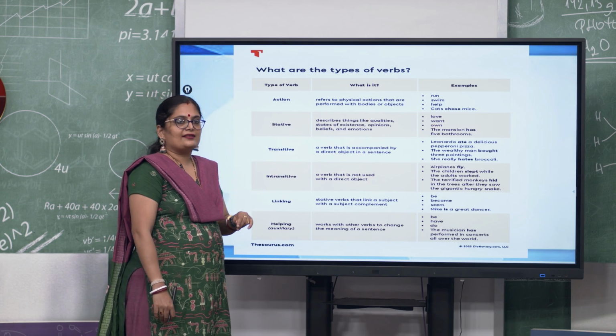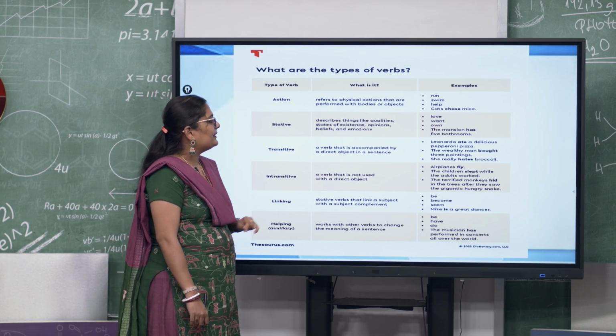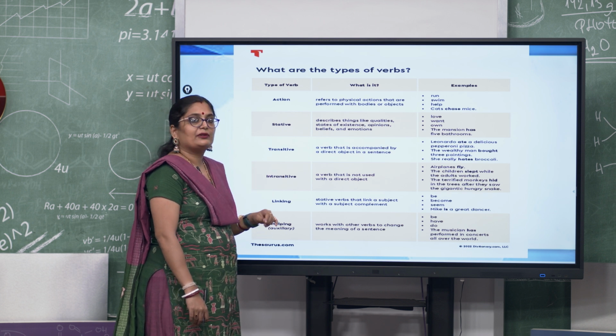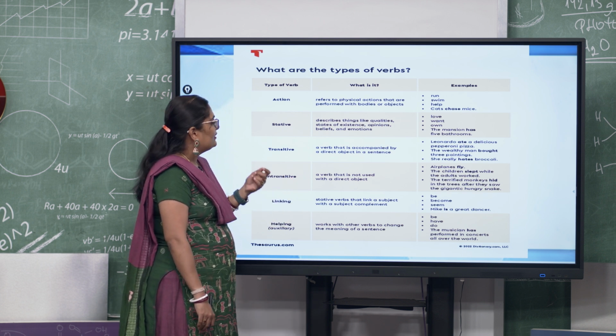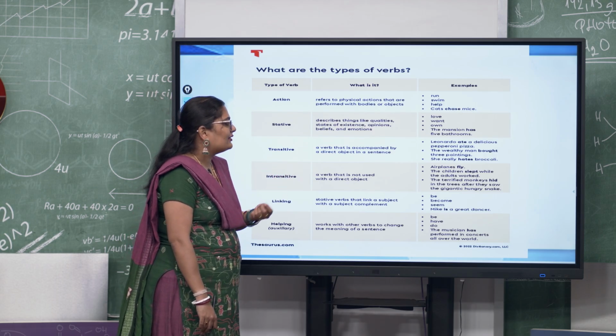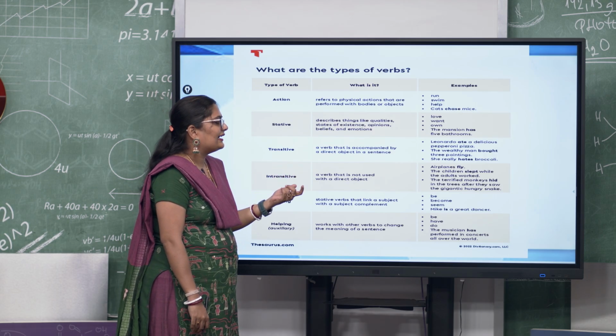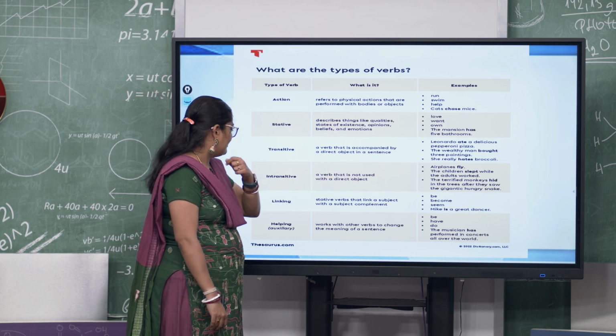Now, look at the sentences. Airplanes fly. What will be the intransitive verb? It will be fly. The children slept while adults work. The verb will be slept. The terrified monkeys hid in the trees after they saw the gigantic hungry snake. What will it be? It will be hid.